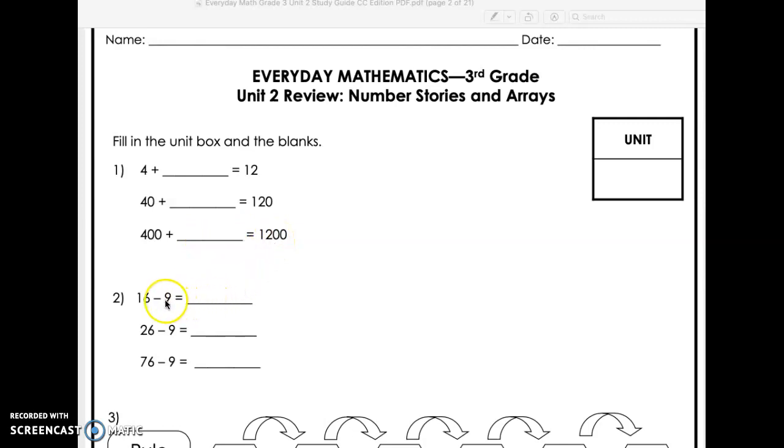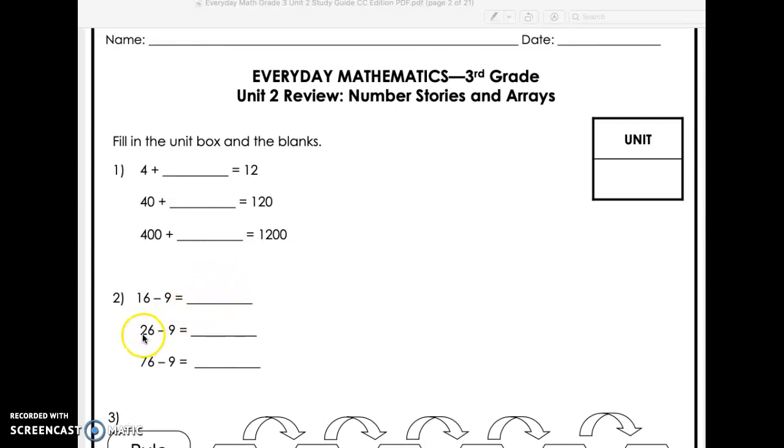The next one is a subtraction. 16 minus 9 equals what? Well, you count on: 9, 10, 11, 12, 13, 14, 15, 16. That would be 7. So you put a 7 here.